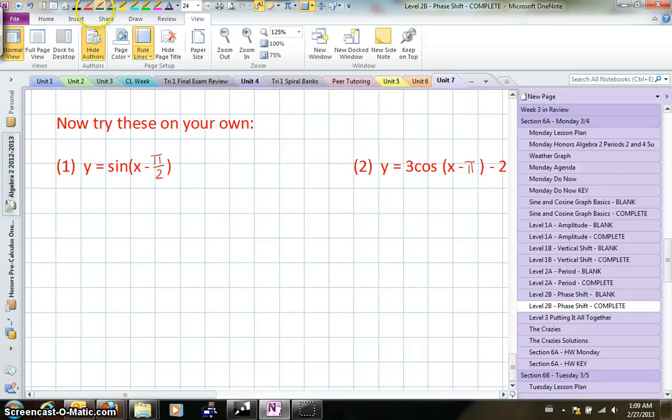All right, here we're going to get some practice on phase shift. If you haven't already tried these problems, make sure you try them on your own before you watch how I do them. Let's get the basic sine points down, and we're pretty quick with that by now.